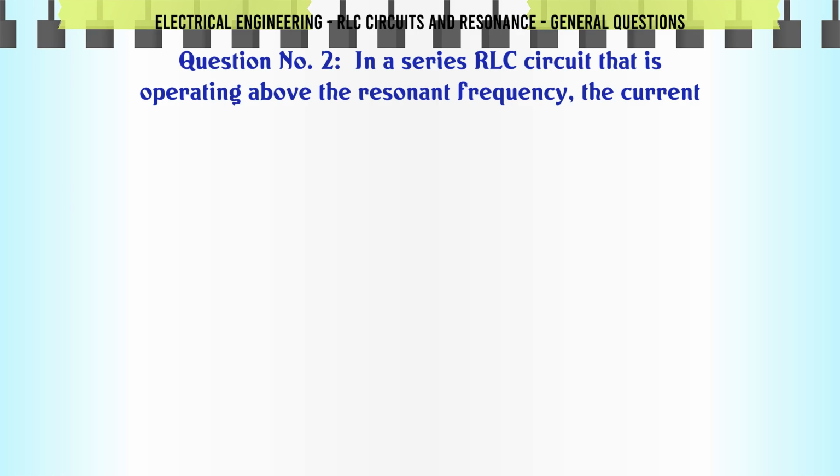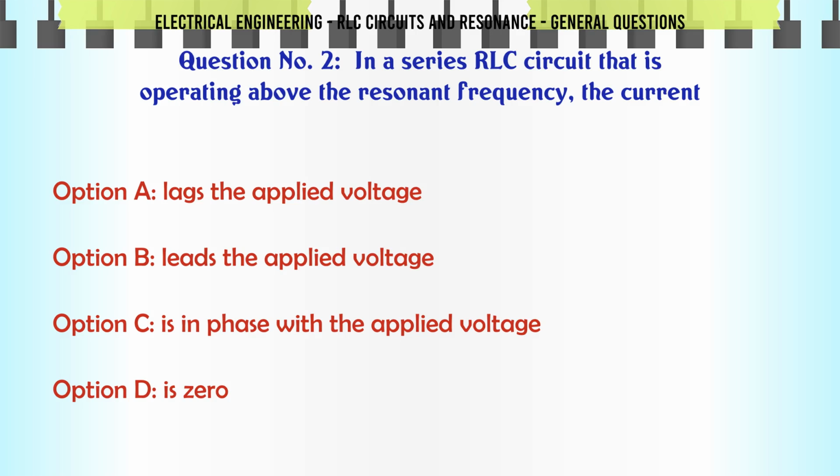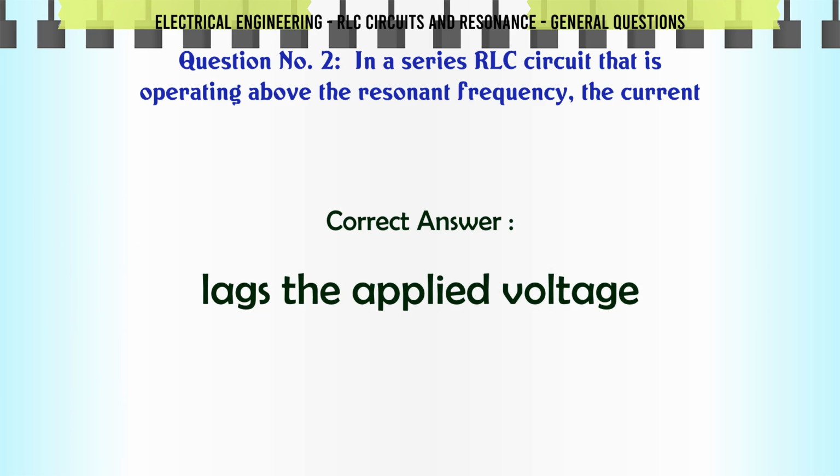1616 Ω. In a series RLC circuit that is operating above the resonant frequency, the current: A, lags the applied voltage; B, leads the applied voltage; C, is in phase with the applied voltage; D, is 0. The correct answer is lags the applied voltage.